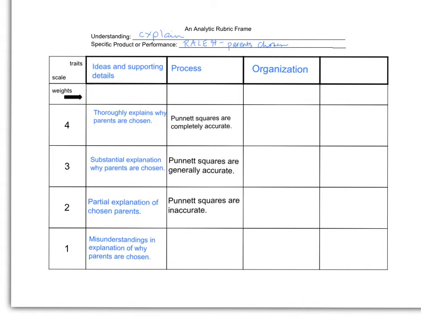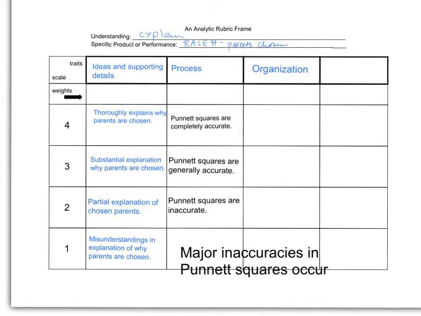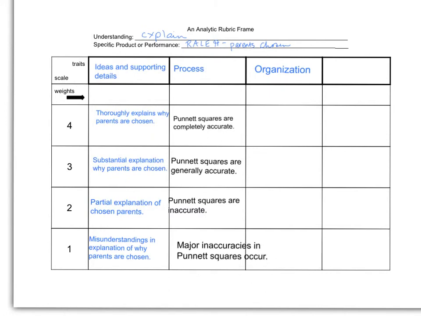And the final one then will be that there are major inaccuracies. Maybe they completely set it up incorrectly. Based on what they did with the Punnett squares, you have no idea if they understand. Well, I guess you do know that they don't understand. Okay, so that's it for this column now. Now I'm ready to move on to organization.